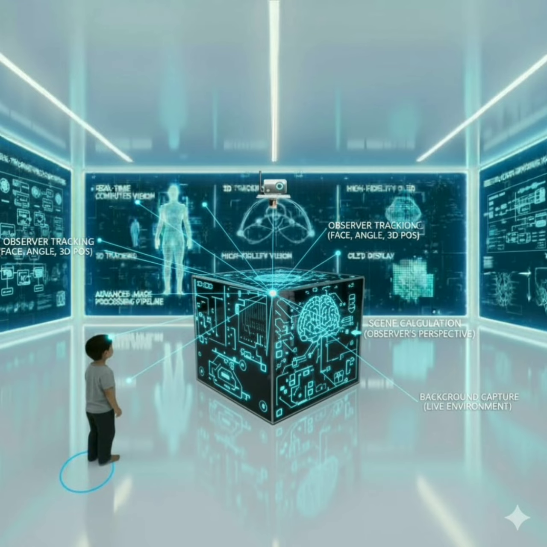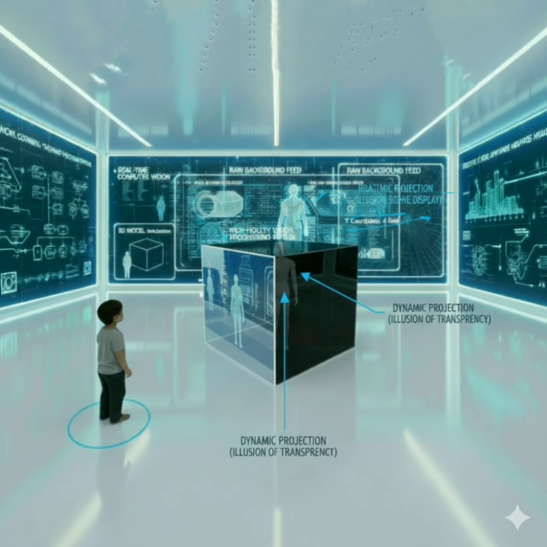What is the system doing now? It's using the data from observer tracking, meaning the child's 4-foot height and 3D position. Using this data, the system is calculating the exact scene that should be behind the cloak, specifically from that 4-foot child's perspective. And this is our final step, step 3, dynamic projection.